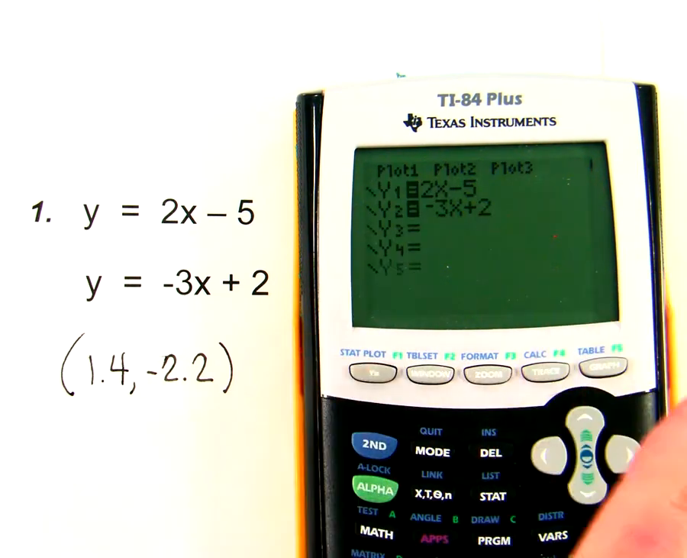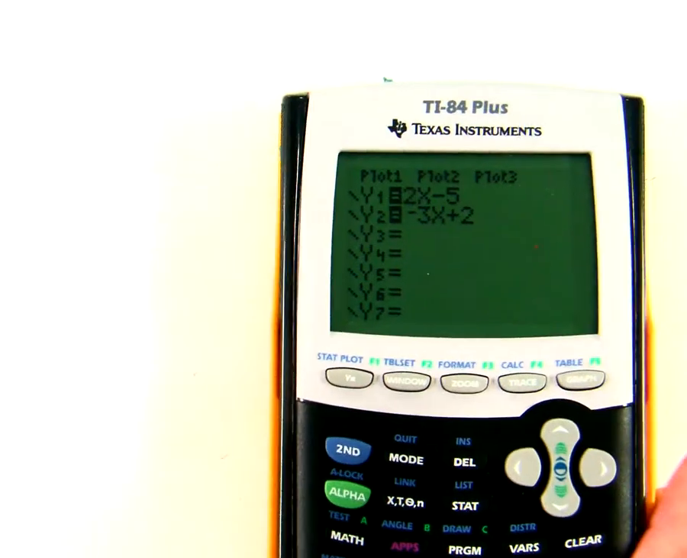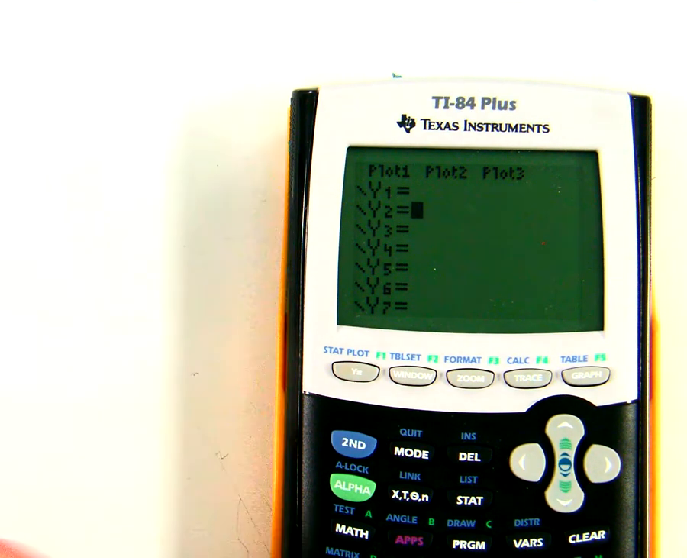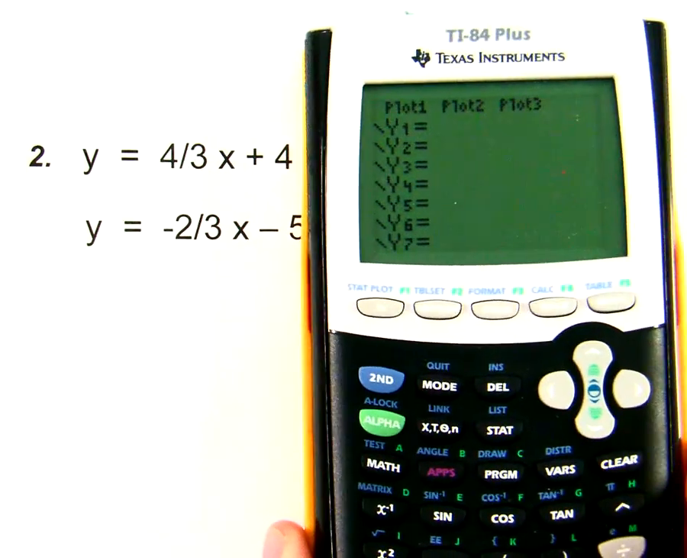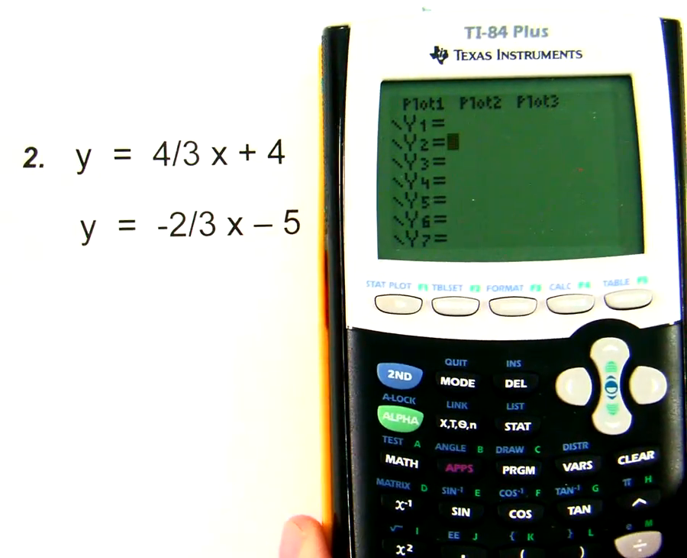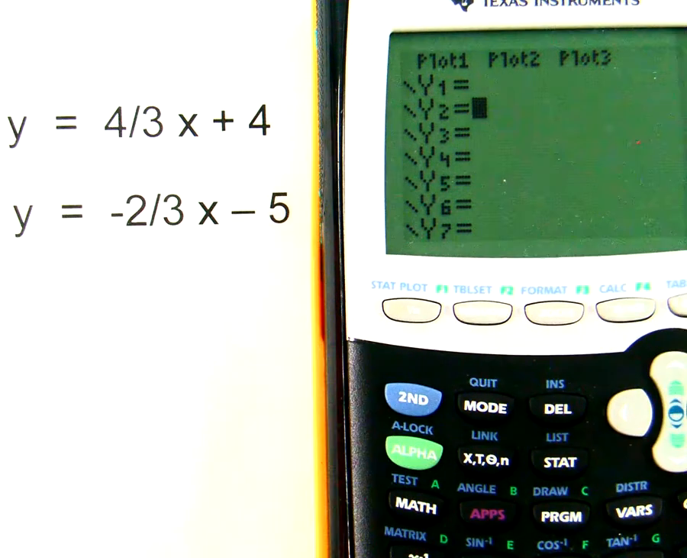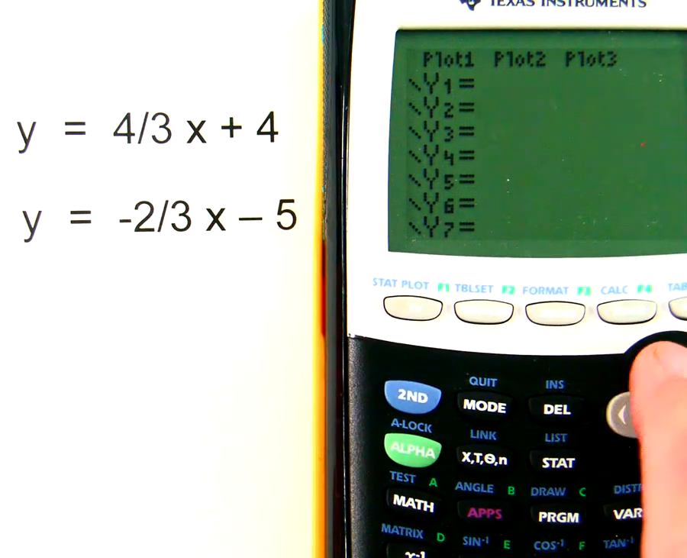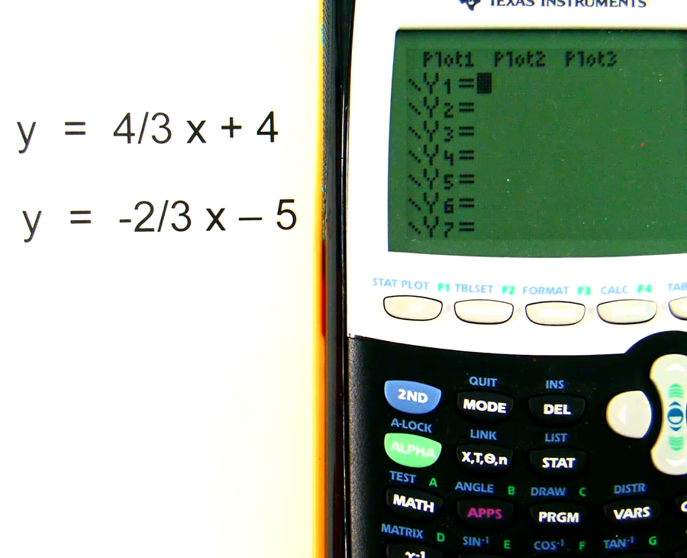Let's do another one. We'll go to y equals, and at y equals, you're going to need to clear them out. So hit clear right there under the arrow buttons, arrow down, hit clear again. Our next problem will be here. We're going to enter it in here. Again, y sub 1 just means the first equation. Y sub 2 just means the second equation.